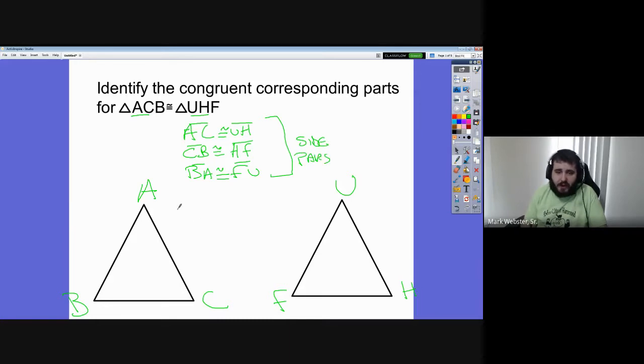And now we can do the angle pairs. We've got angle A and angle U, angle C and angle H, and finally angle B and angle F. These are our 3 angle pairs.